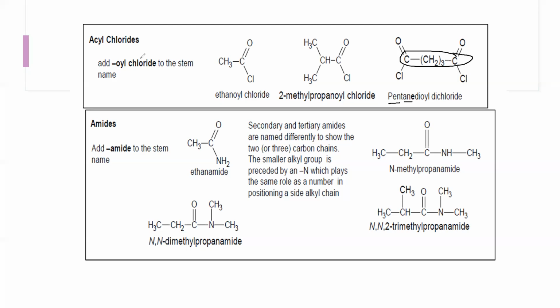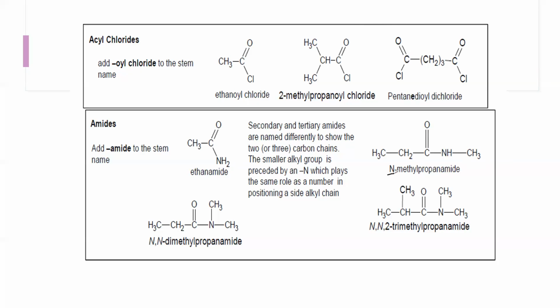When there is amide, amide means C double bonded with O and N. 2 carbon, eth, single bond, ane, and amide. But if more carbon chains are attached, like hydrogens are replaced by more alkyl groups, then these carbon chains are considered as a branch. But how do you mention these carbon chains? You will use the term N. This N represents that this is an alkyl group attached directly to nitrogen.